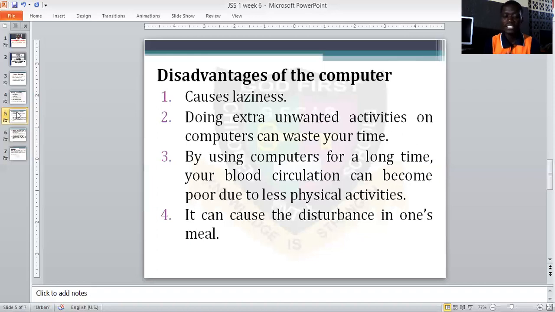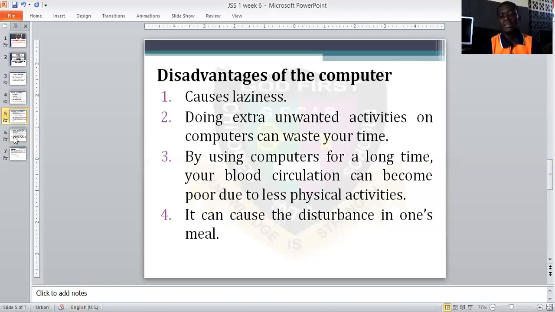What we are saying is that it can cause disturbance in one's meal. Now, apart from what you are seeing on the screen, there are still a lot of advantages and a lot of disadvantages of the computer. There are more than this, but I just decided to make this video as simple and precise as possible so you can really get the points concerning what I'm trying to say.